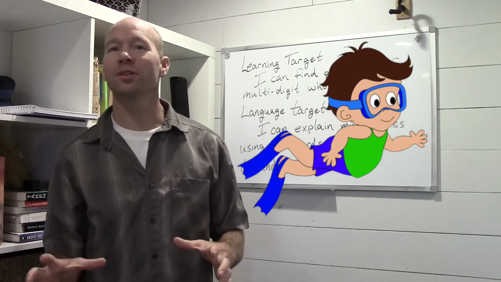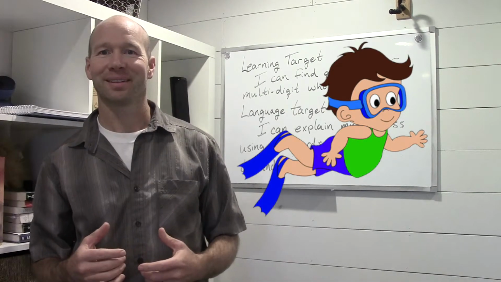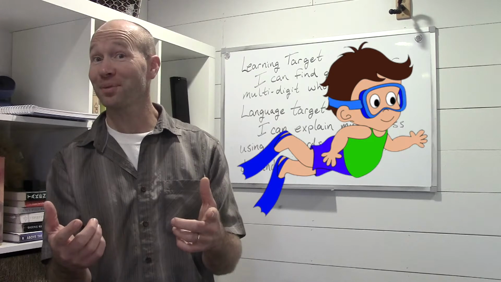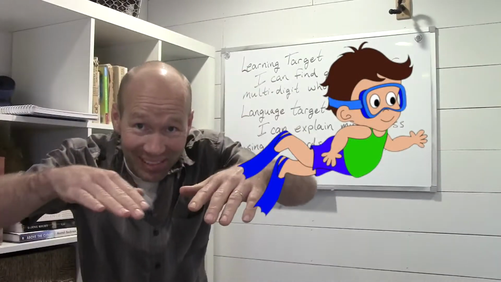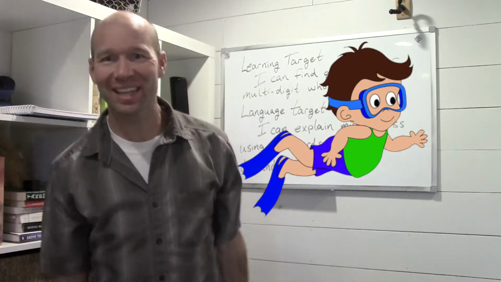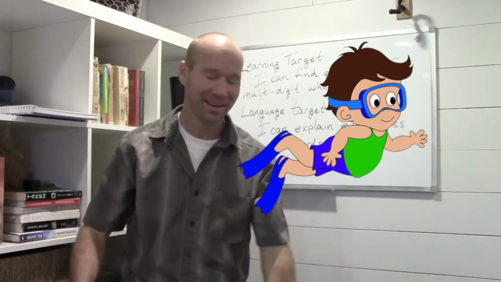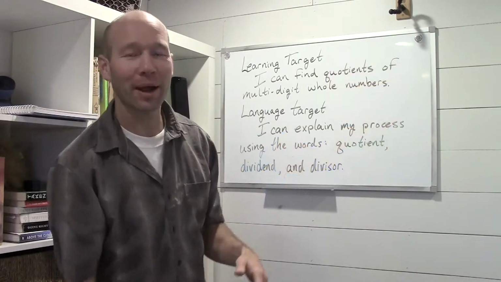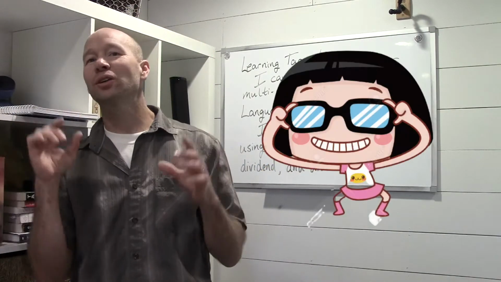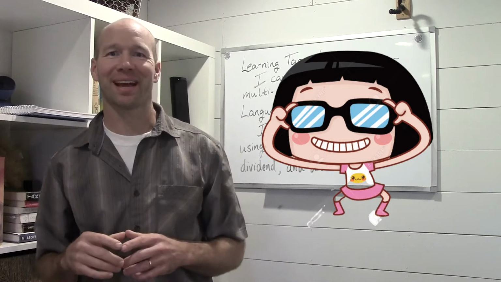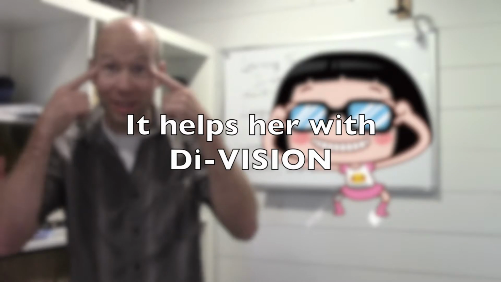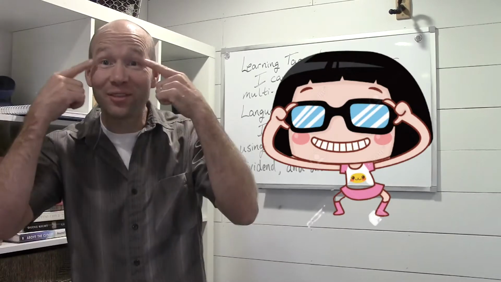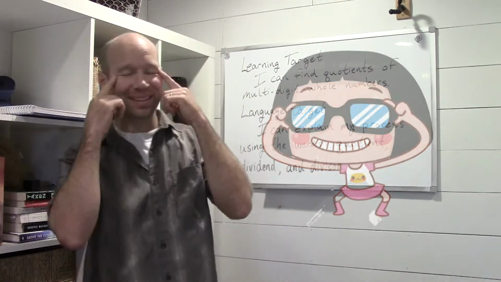Which reminds me of a joke. What is a swimmer's favorite math operation? Division! Get it? Dive? Like you dive in? Sorry, went a little over your head on that one. Alright. Why did the girl wear glasses to math class? Because it helped her with division. Division, vision, like you can see, you get it? Oh yeah! Helped her with division.